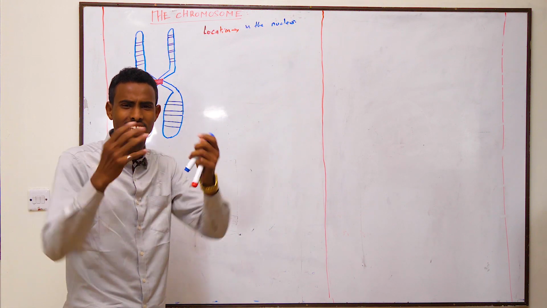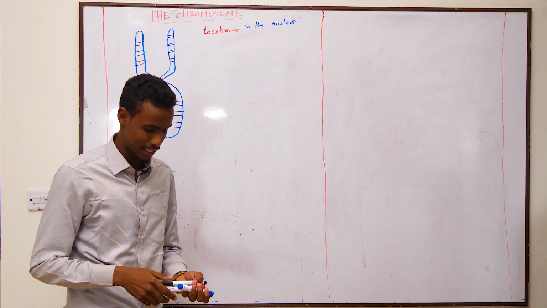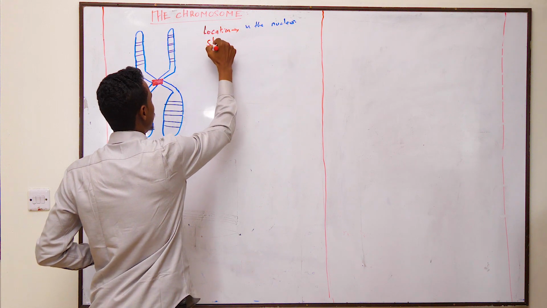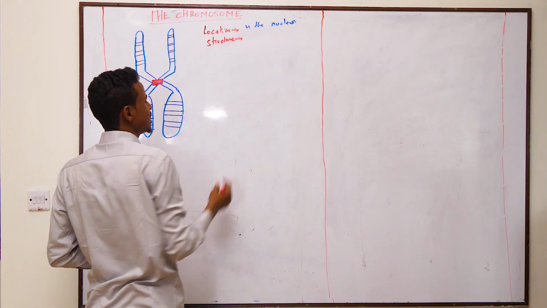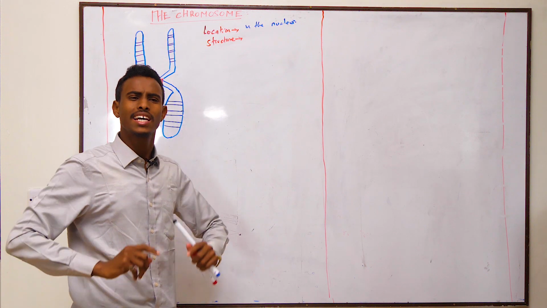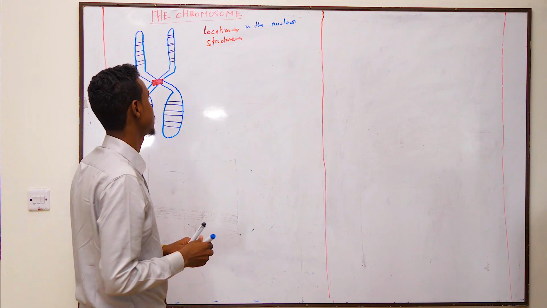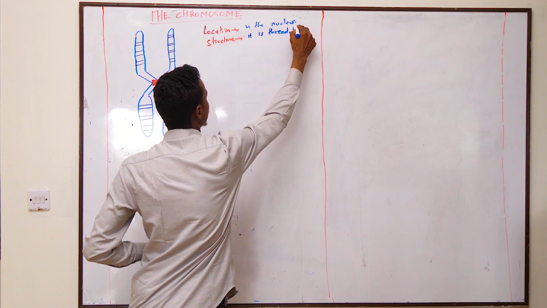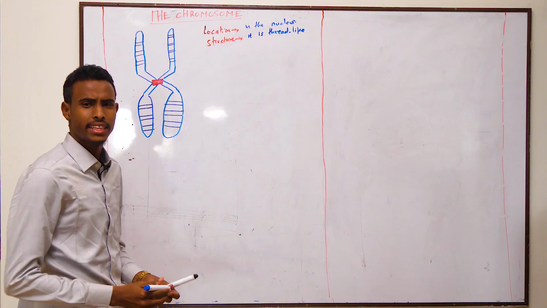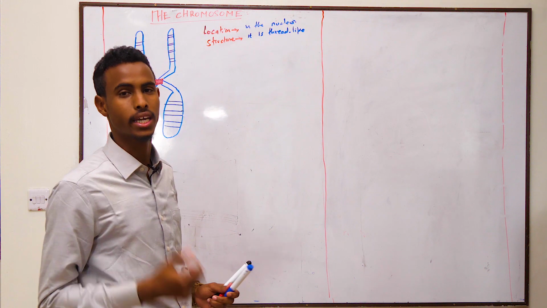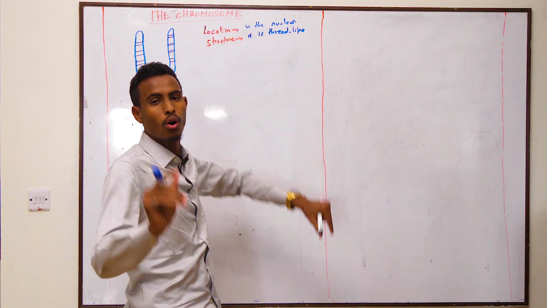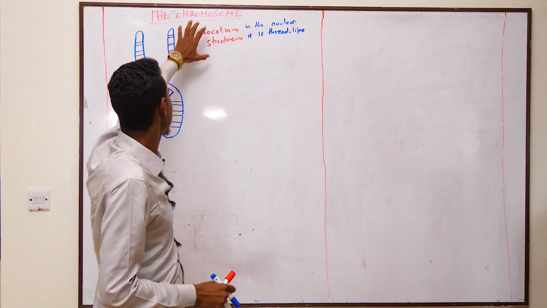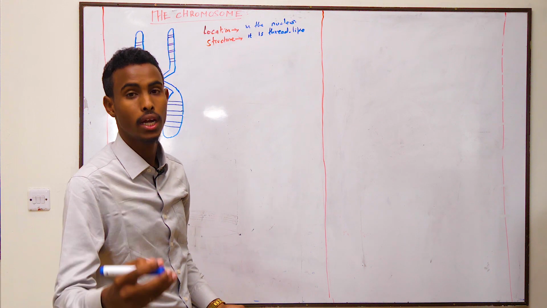Now, structurally, how does the chromosome look? Structurally, the chromosome looks thread-like. Therefore, we say that the chromosome is a thread-like structure found in the nucleus of a cell.